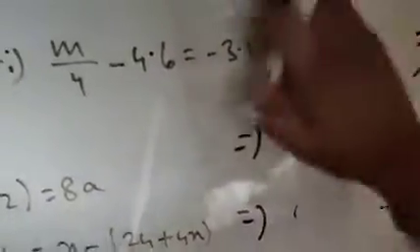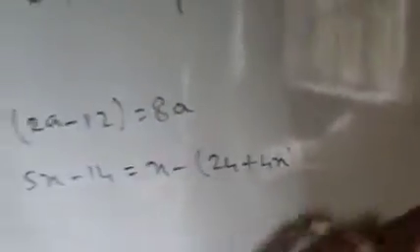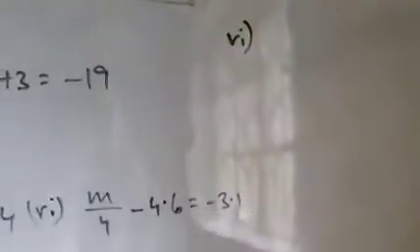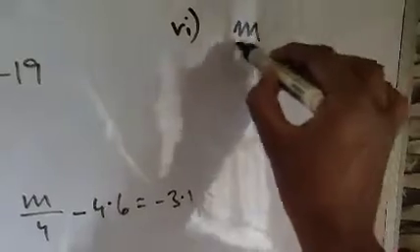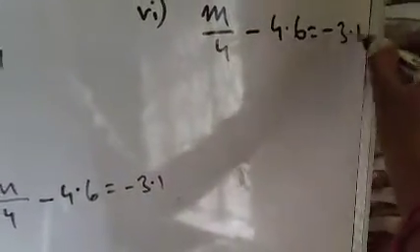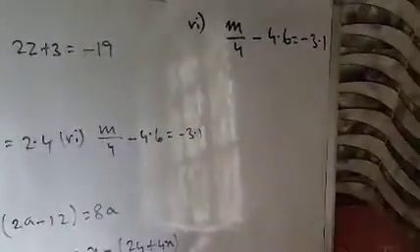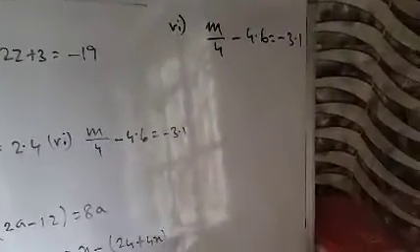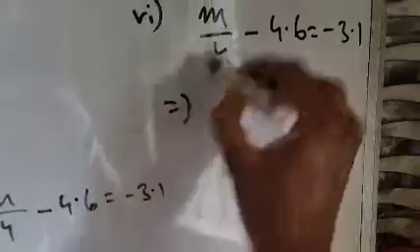Next, question number 6. The equation is m by 4 minus 4.6 equals minus 3.1. So we have to find the value of m.